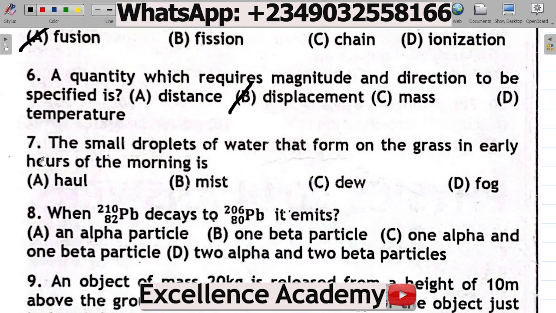Next up, question 7. Question 7 says the small droplets of water that form on the grass in early hours of the morning is A, hail, B, mist, C, dew, D, fog.